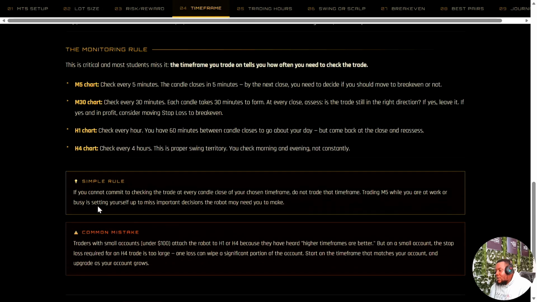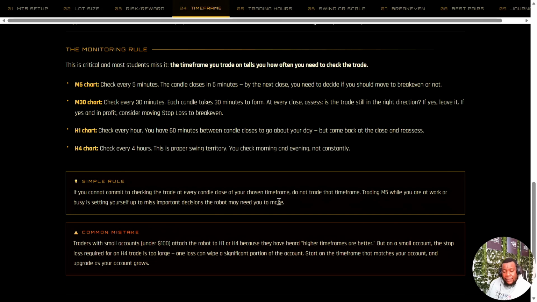If you cannot commit to checking the trade at every candle of your chosen time frame, do not trade that time frame. Trading the 5 minutes while you're at work or busy is setting yourself up to miss important trade management. If you have a busy schedule, you can't trade on smaller time frames.